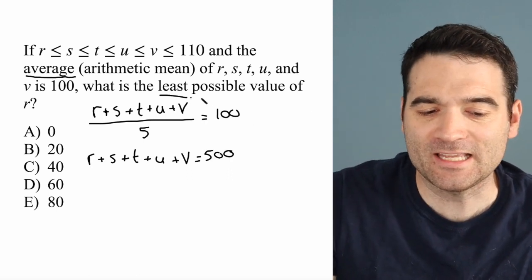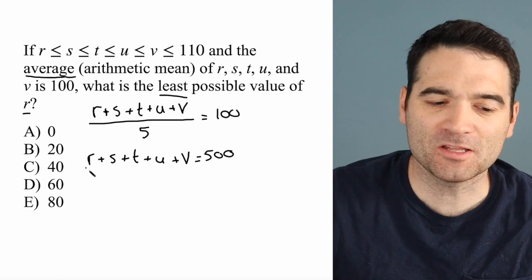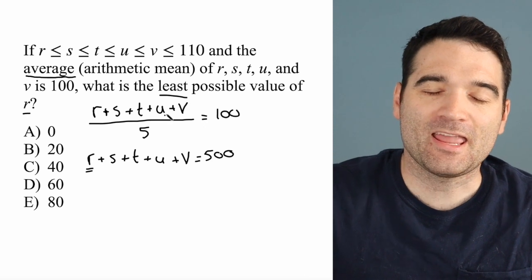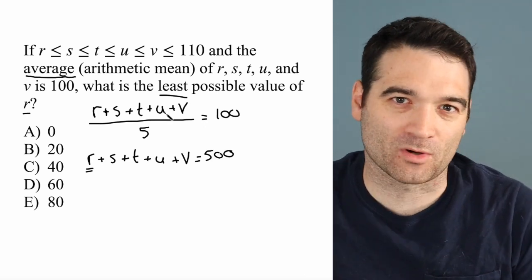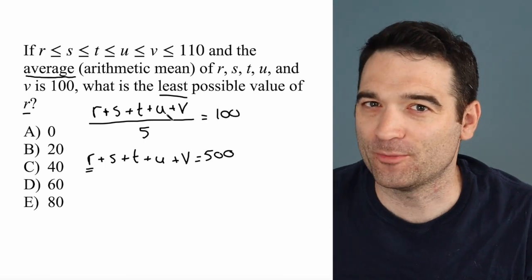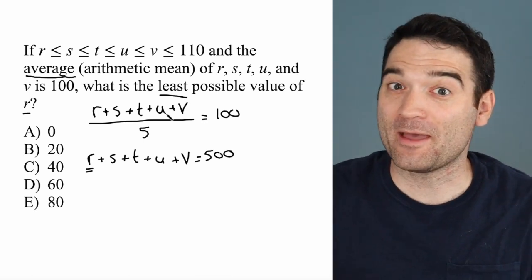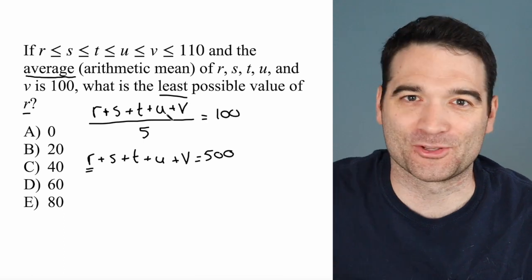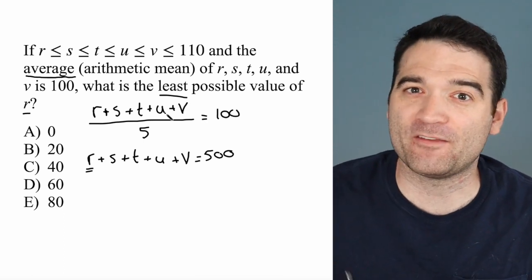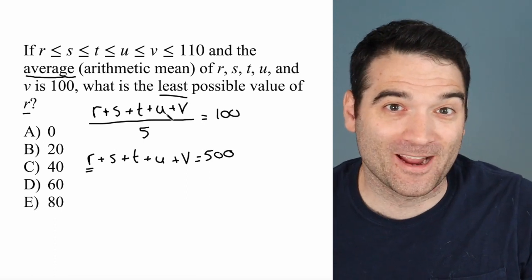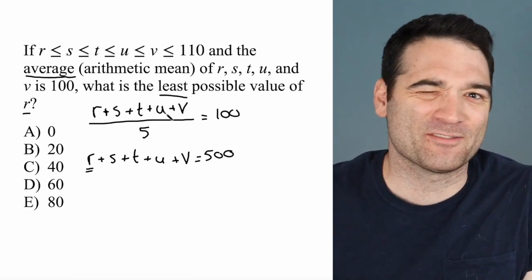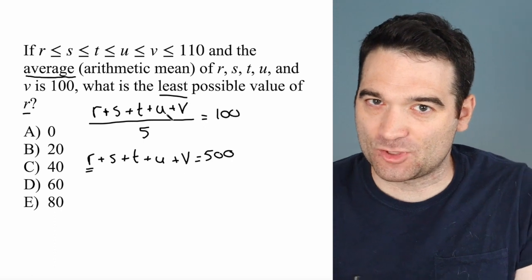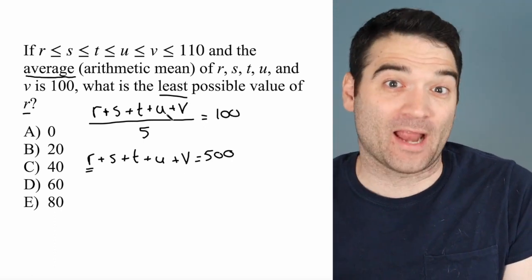Okay, here's where the conceptual part of the problem starts. We are looking for the least possible value of R. That is the smallest possible value of the smallest member of this set, right? R is the smallest member of this set. If I want to make one number as small as possible, what must be true about all the other numbers? Well, it means I need to make them as large as possible. And think about this. If there are only, say, $100 to go around or $500 to go around and five people, it's a zero-sum game, right? One person's loss is another person's gain. It's a kind of a cynical way of looking at the world. But if I want to make one element of this set as small as possible, I need to maximize the other elements of this set.